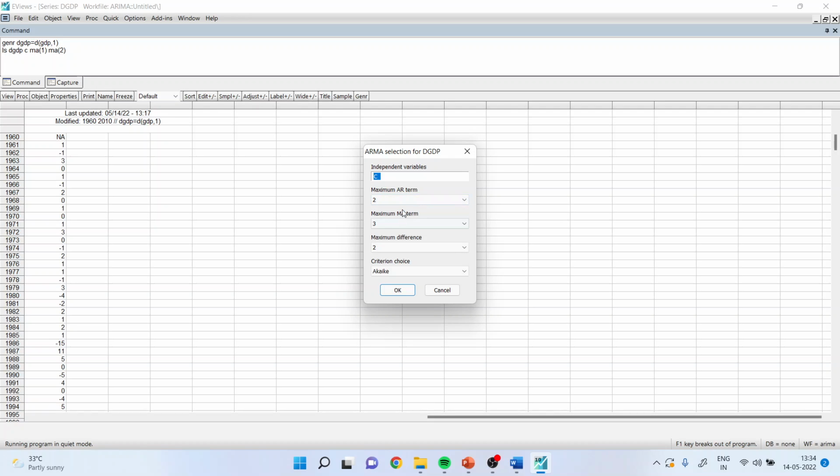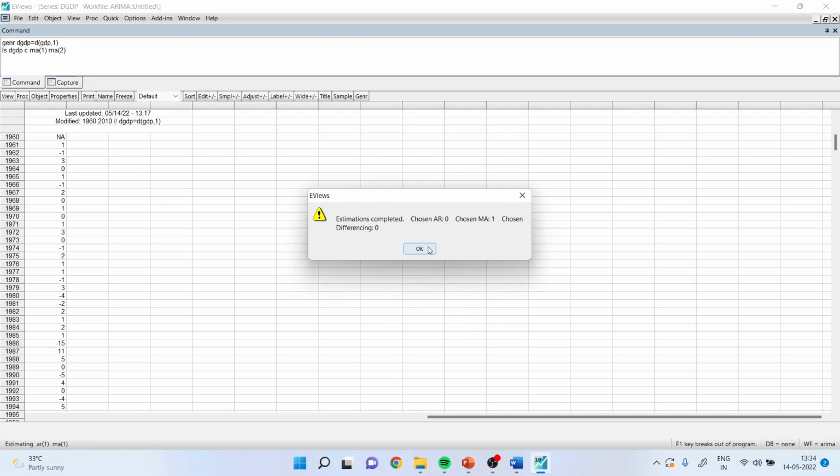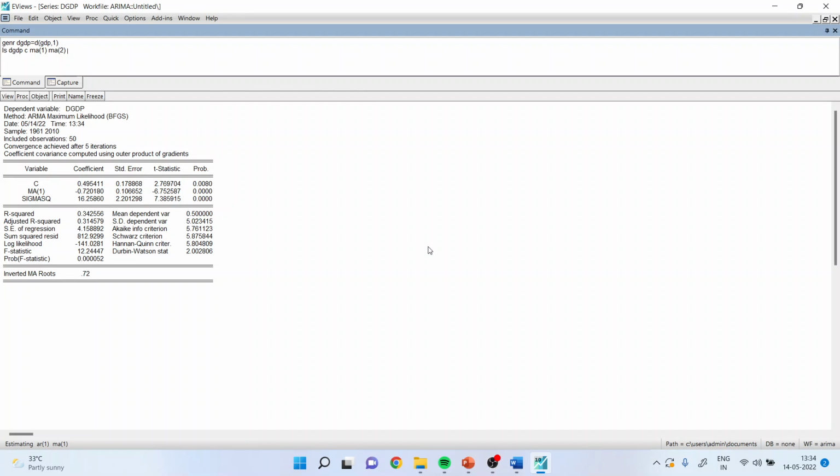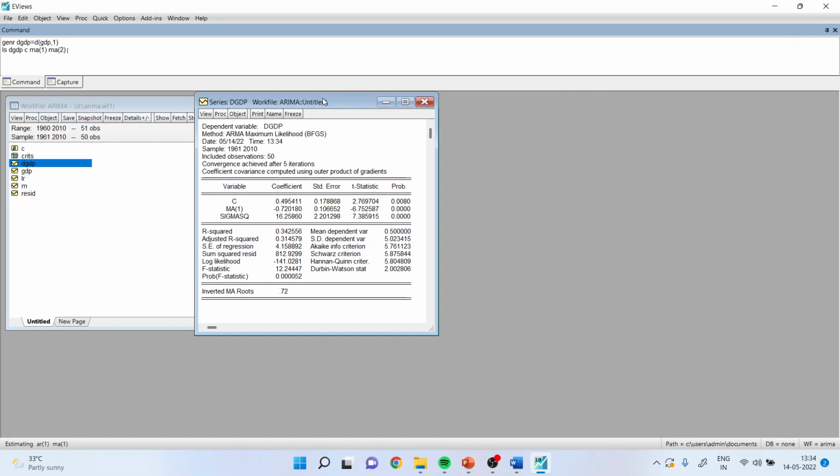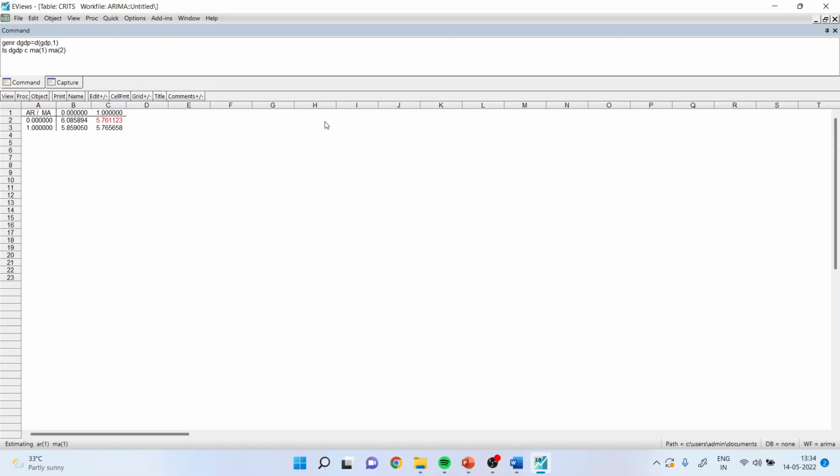You can specify the maximum AR terms you want, MA terms you want, and how many times the differencing you want. I'll keep 1, and I'll keep this 2, and I'll do the testing at 1 and this also at 1. And let us try to find out, according to the Akaike information criterion, which is the best model. Yeah, here it is. Can you see here? It has given me the answer that the MA process is the best process. This is an automatic ARIMA which you can do.